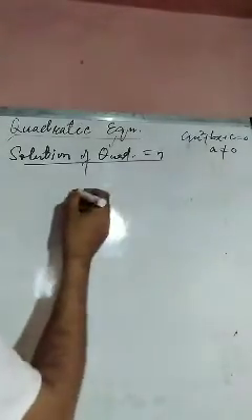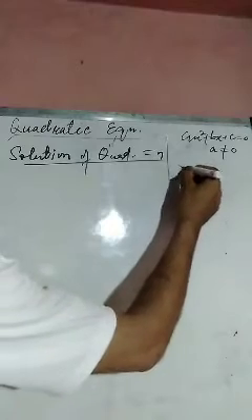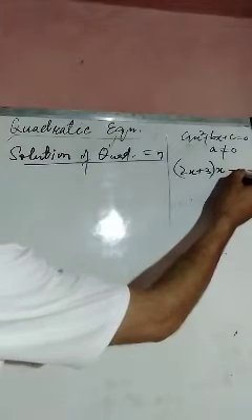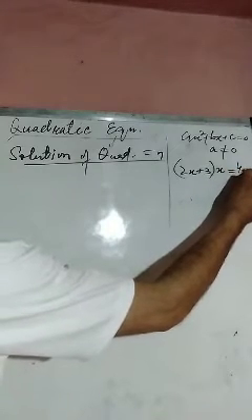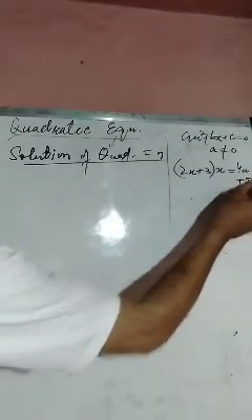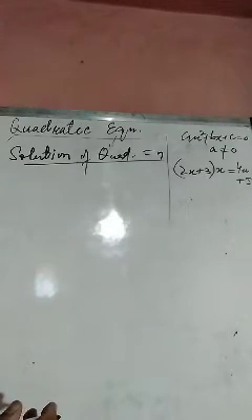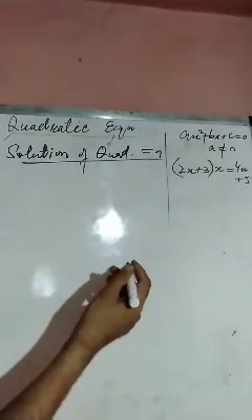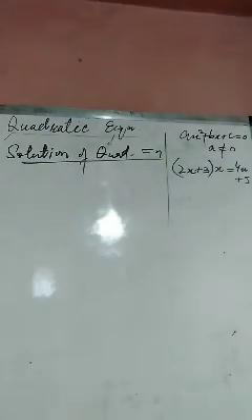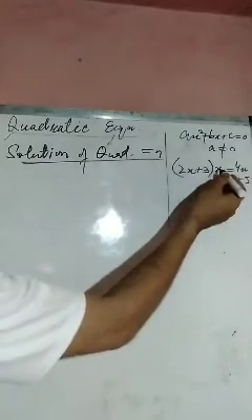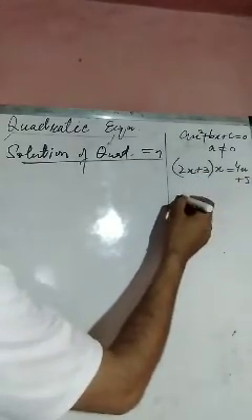For example, you are given an example here: 2x plus 3 into x is equal to 4x plus 5. This is an equation. You have to say whether it is a quadratic equation or not. You will check here, 2x plus 3 into x is equal to 4x plus 5. First of all we will perform the multiplication, use BODMAS here. So 2x into x is 2x square.